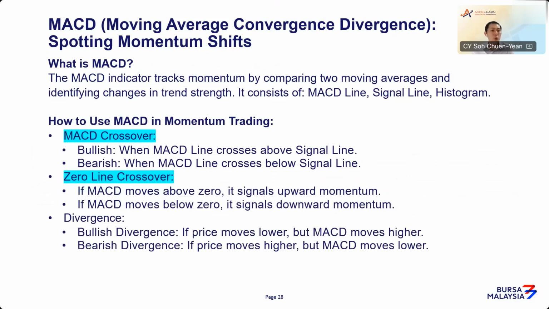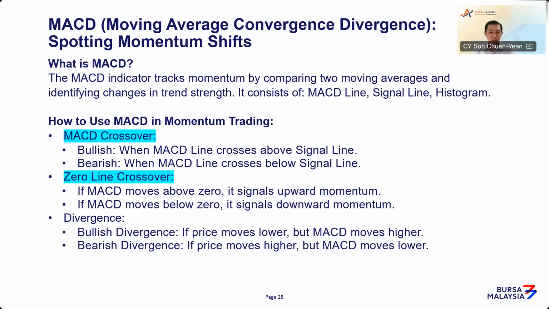Now, I want to highlight two important strategies that you can use here. These two strategies that I have highlighted in turquoise are your MACD crossover and also your zero line crossover. So MACD crossover, very simple. It's like two moving average lines. When your fast line is above your slow line, then it is considered bullish. And when your MACD line crosses below your signal line, then this is what we call bearish. And also your zero line.